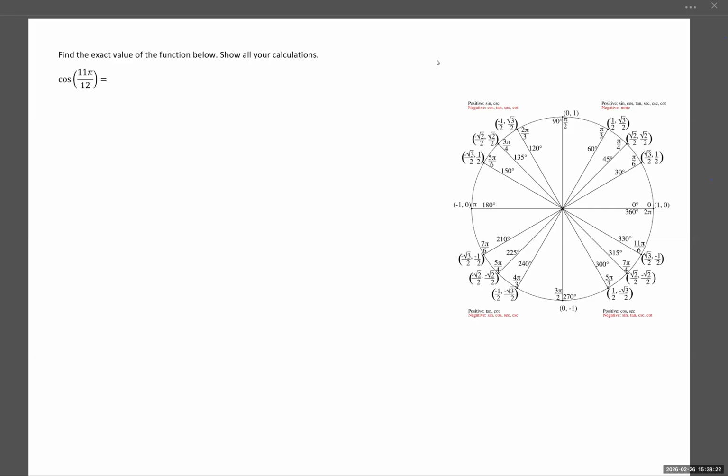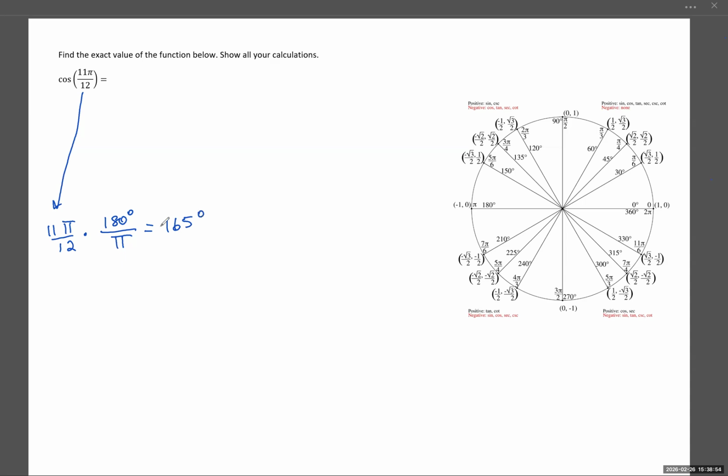The easiest way to think about 11 pi over 12 is to convert it to degrees. We're a lot more used to working with degrees than radians. So if we convert it to degrees, it's just 180 on the top and pi on the bottom. The pi's will cancel out, and then if you just multiply 11 by 180 and divide by 12, you're going to get that this is 165 degrees.